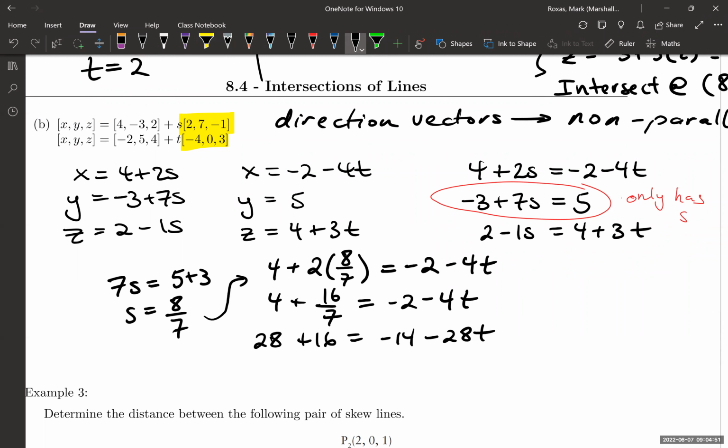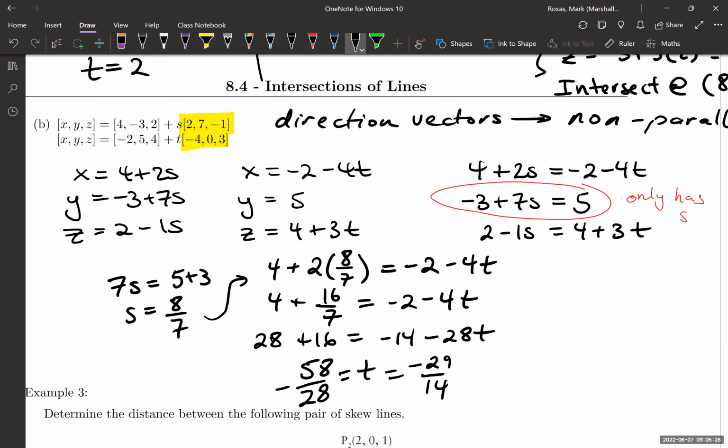And then by adding the left side, I get 44 plus 14 is 58. 58 divided by -28 equals t. I think that just reduces to -29 over 14. I'll leave it as a fraction.